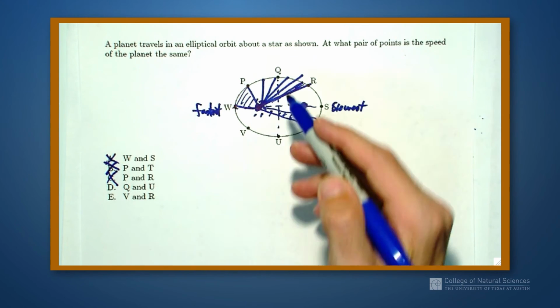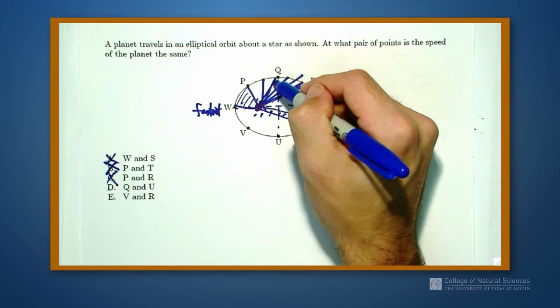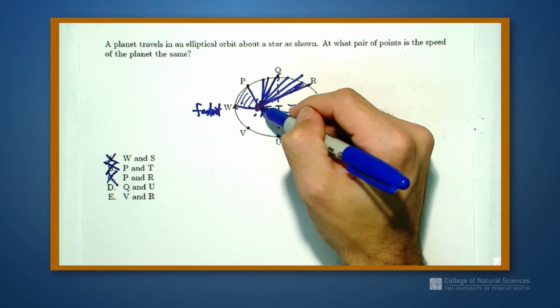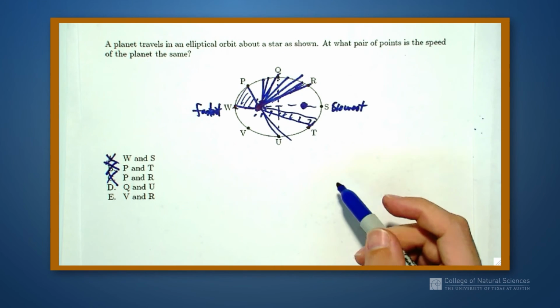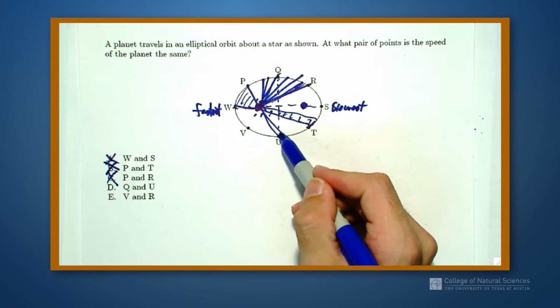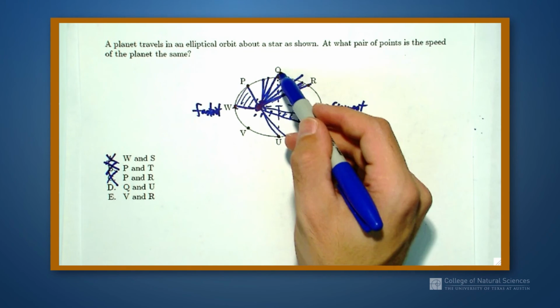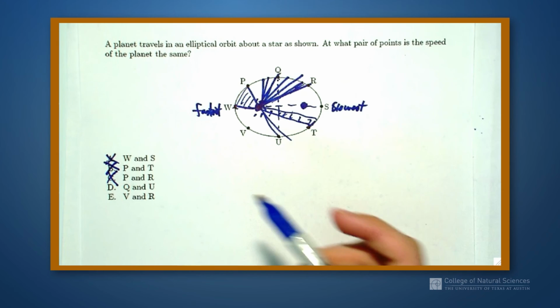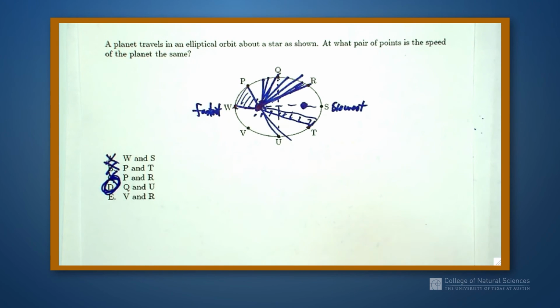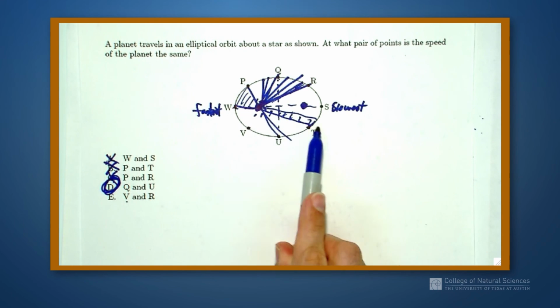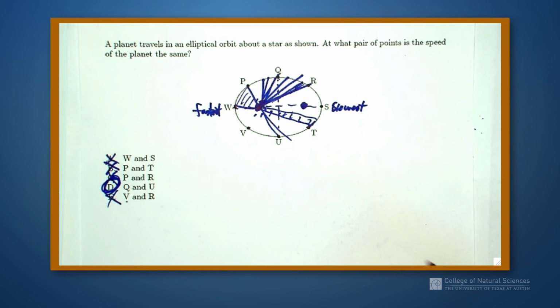Q and U are exactly opposite of each other. We would look at the triangles that they would sweep out, and they're going to sweep out the same area in the same time. And since they're the same distance away, they're going to be moving at the same value. So I think D is my right answer. Just want to check V and R. V and R is exactly opposite of P and T, so that one cancels as well.